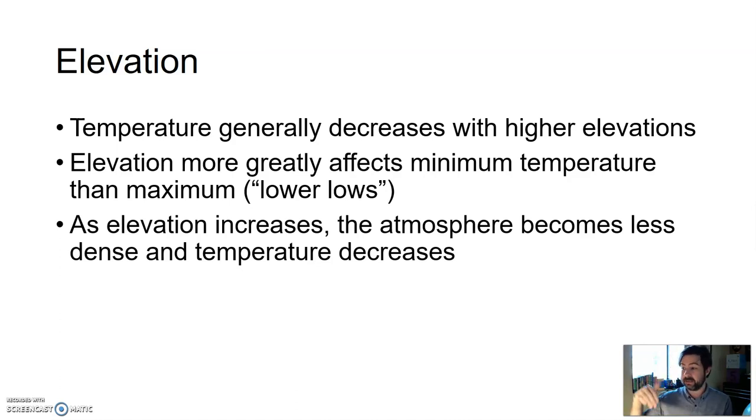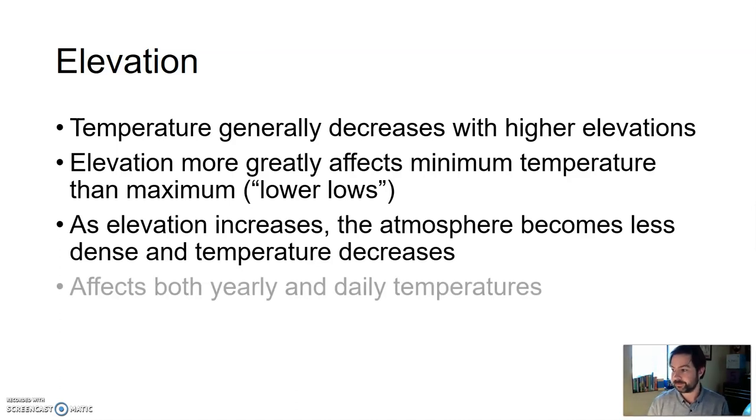And that's because as elevation increases, the atmosphere becomes less dense and temperature decreases. There's some physics involved there, but the reason being, if we're lower in elevation, the atmosphere is more dense, so the atmosphere itself can retain more heat. The higher in elevation you get, the less atmospheric gases there are, therefore the less chance of retaining heat, so cooler temperatures. And elevation affects both yearly as well as daily temperatures.